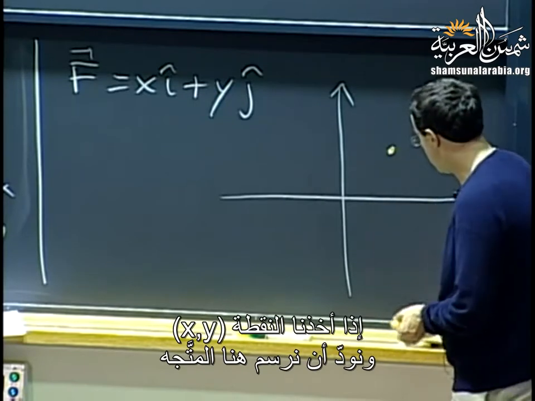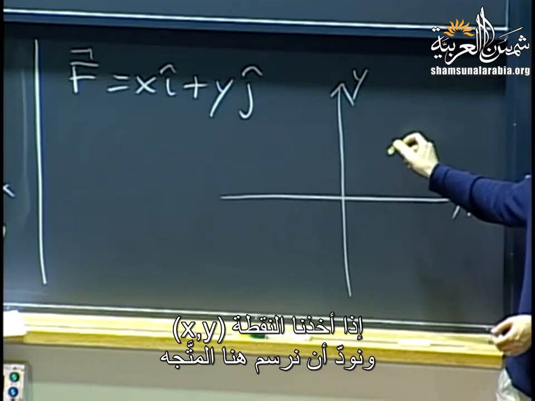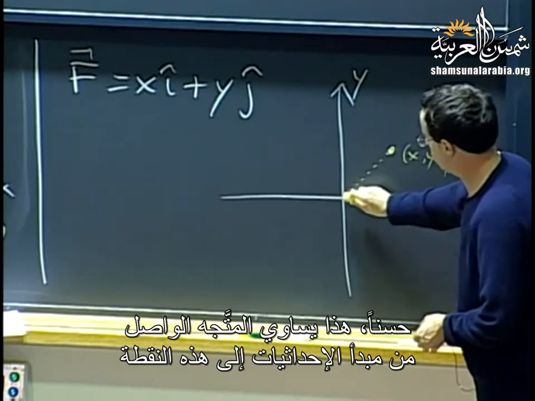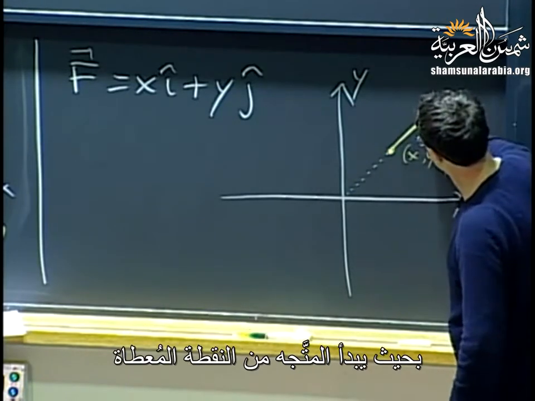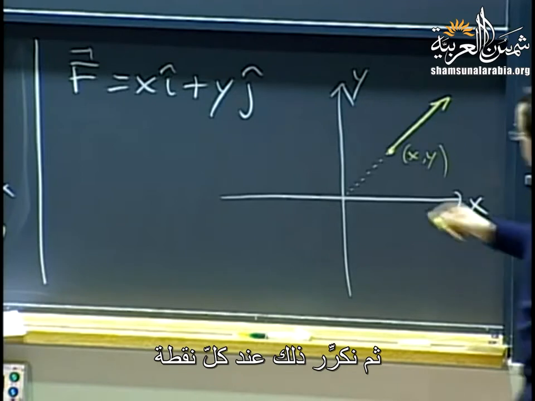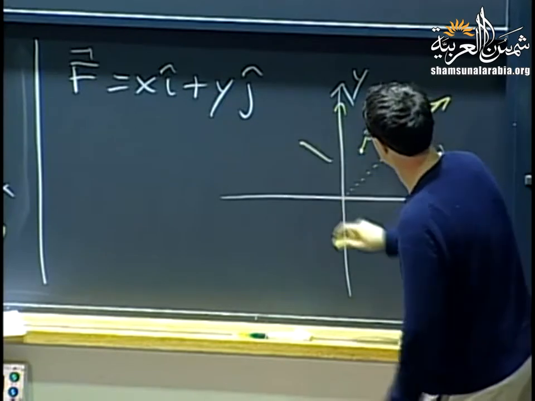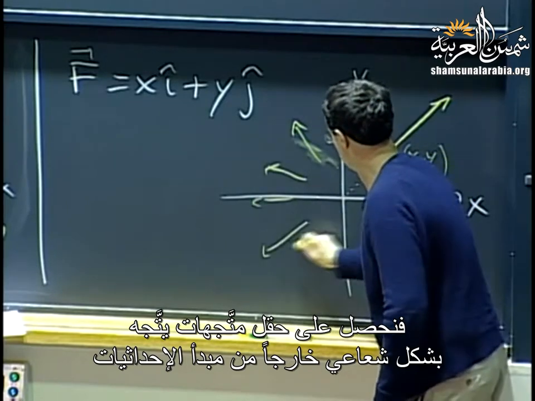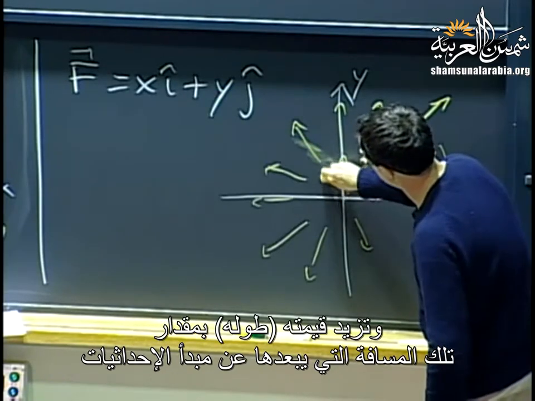If I take a point x, y, there I want to take the vector x, y. How do I do that? Well, it's the same as the vector from the origin to this point. So I take this vector and I copy it so that it starts at my given point. So it looks like that, and same thing at every point. So it's a vector field that's pointing radially away from the origin, and its magnitude increases with distance from the origin.